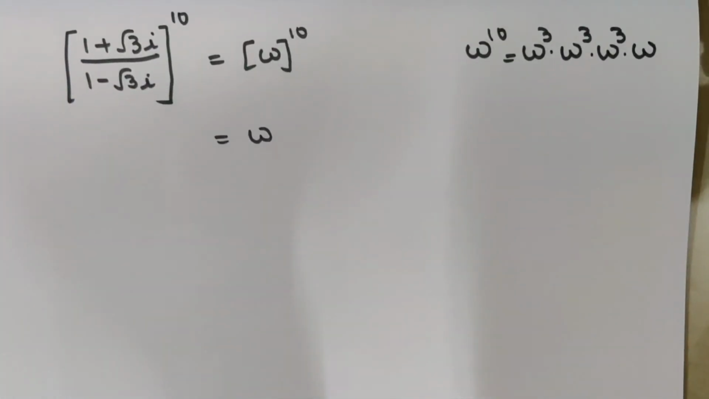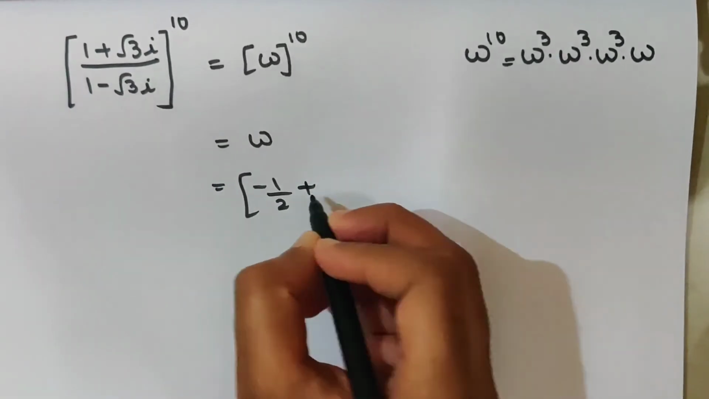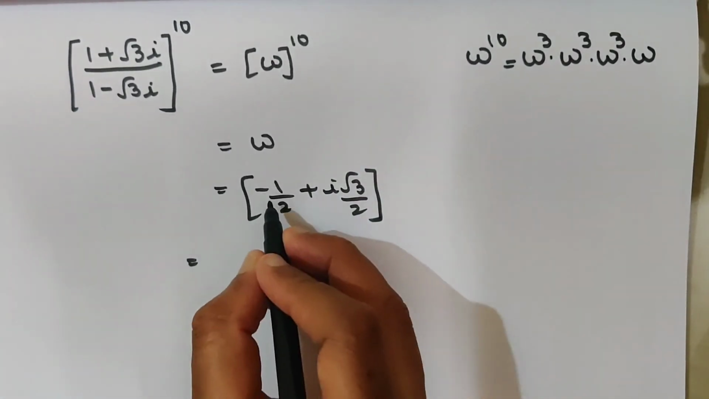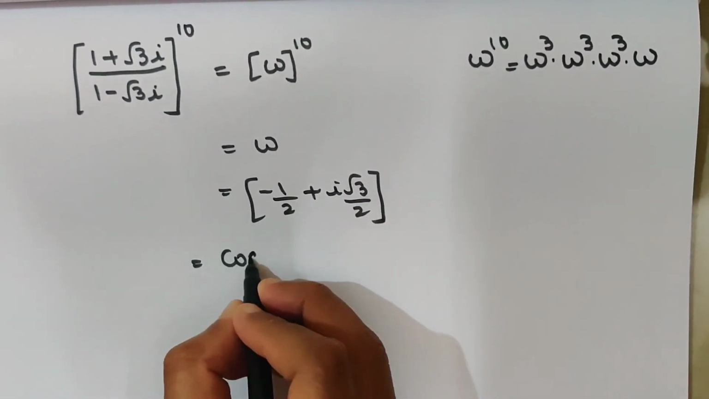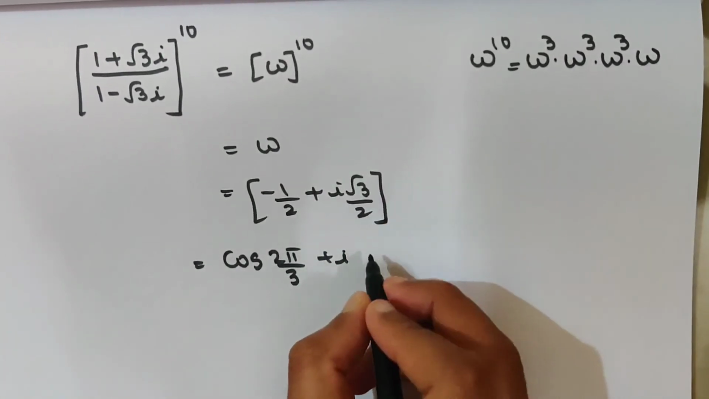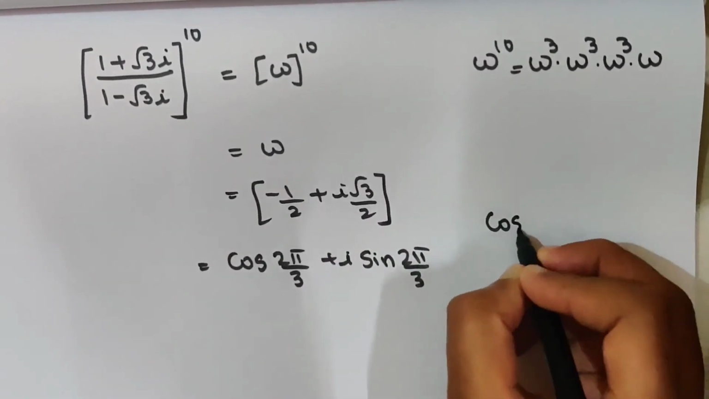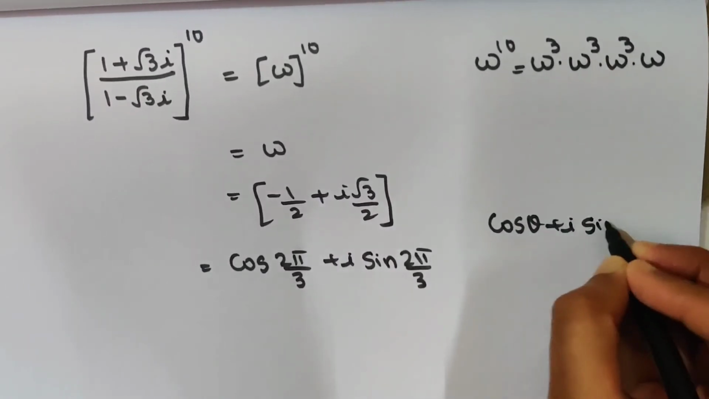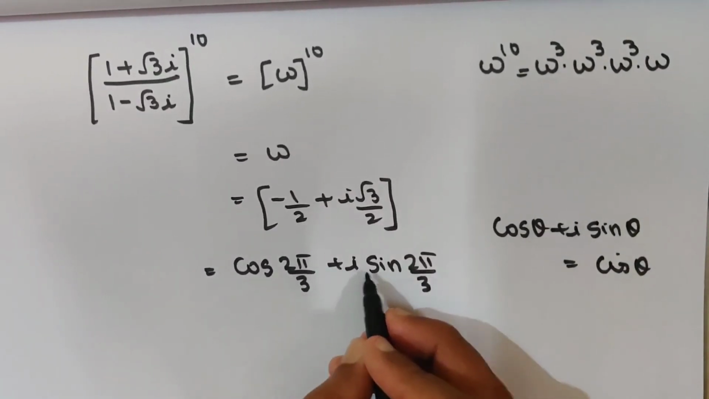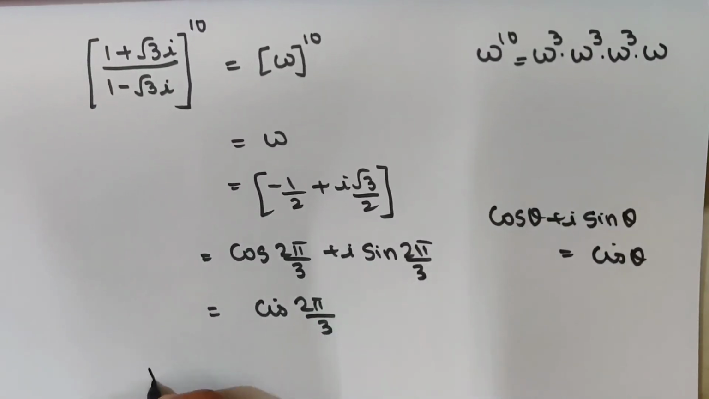From the cube root of unity, the value of omega is minus 1 by 2 plus i root 3 by 2. Now this minus 1 by 2 can be written as cos 2 pi by 3, and root 3 by 2 can be written as sin 2 pi by 3. Cos theta plus i sin theta we can write as cis theta. So cos 2 pi by 3 plus i sin 2 pi by 3 can be written as cis 2 pi by 3. So my option 1 is correct.